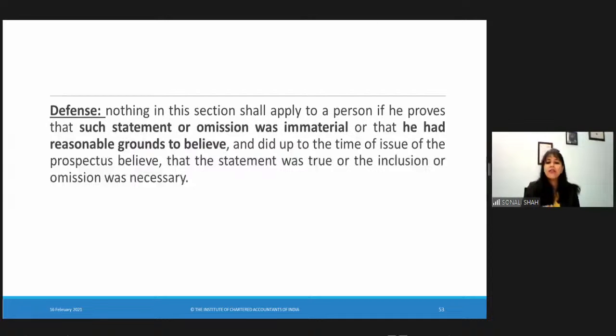Now, supposedly, when we talk about such statement or omission being immaterial, supposedly, the name of the director of the company is Shweta, right?